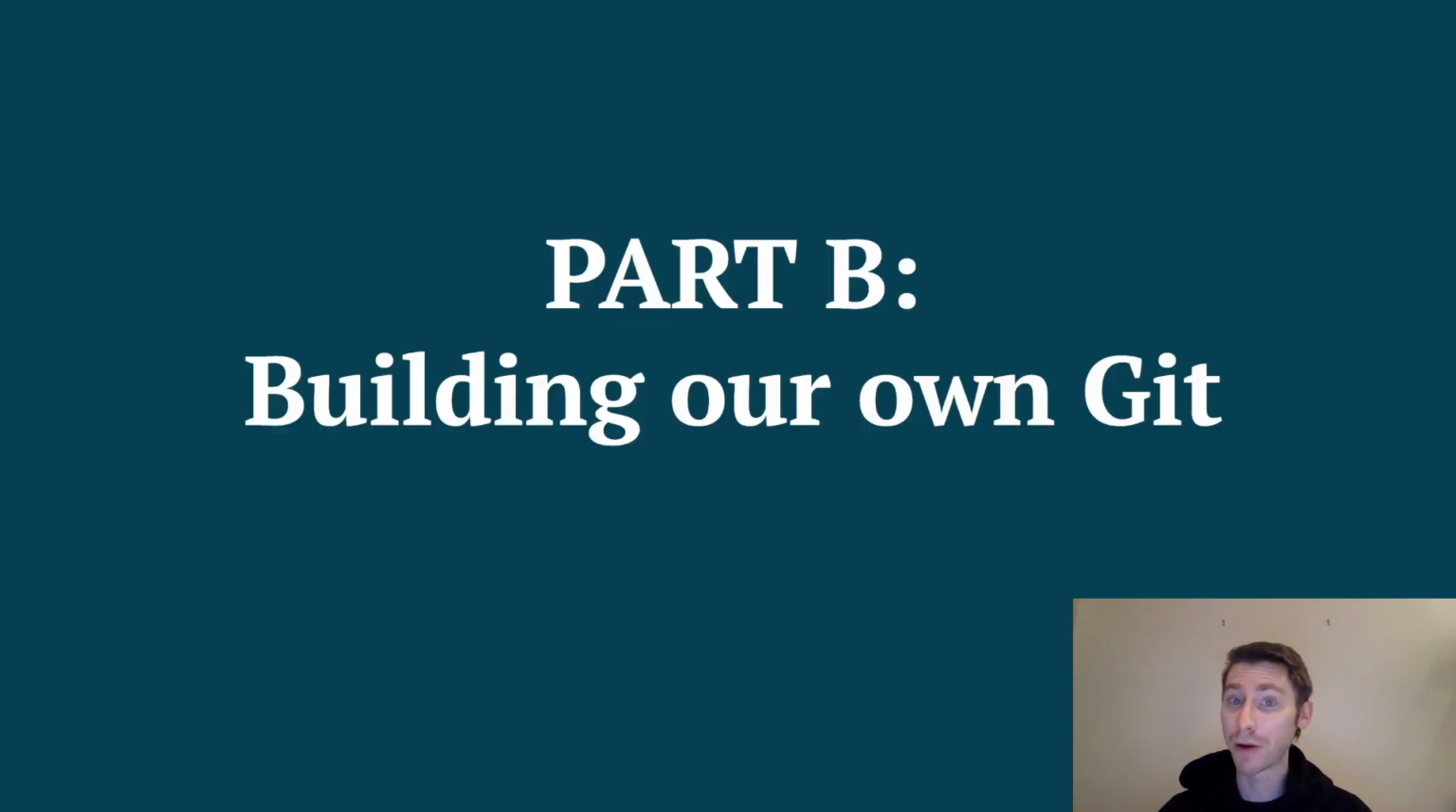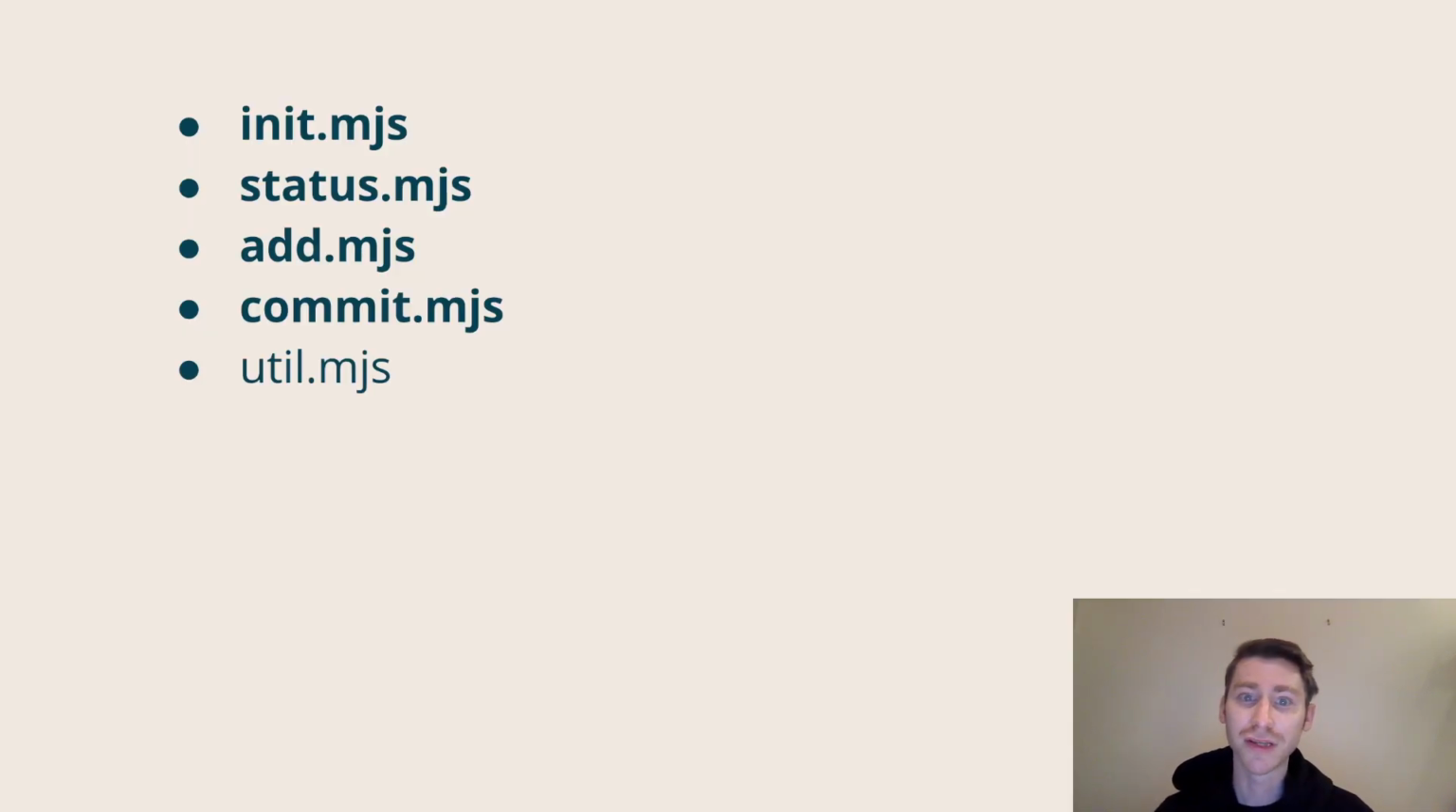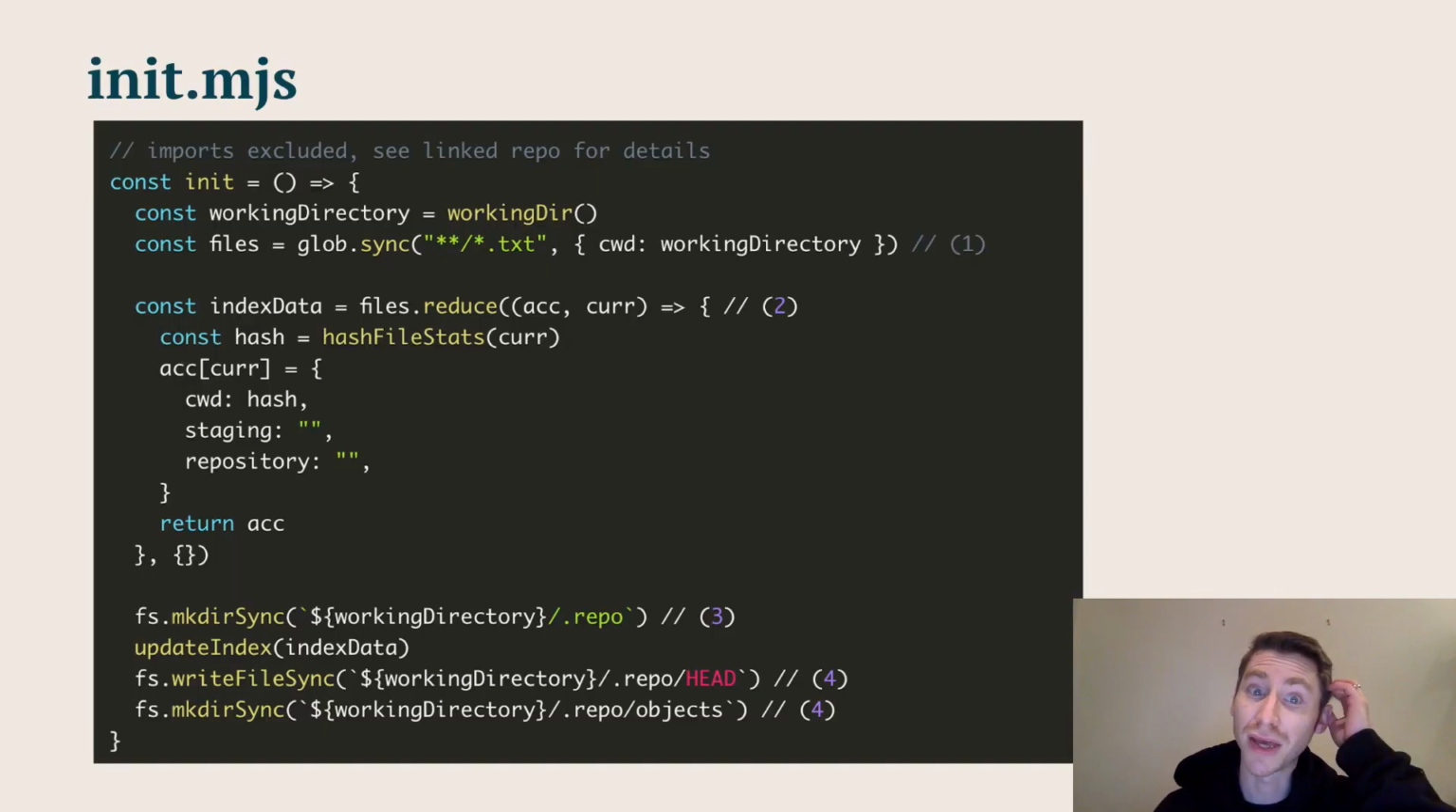So now on to part B, where we're going to be building our mini working version of Git. The code consists of 4 files, one for each command, plus a utility file. So we'll start with the init. You can see part 1. So what I've done is I've put a comment for a number, and the number is where I'll be referencing.